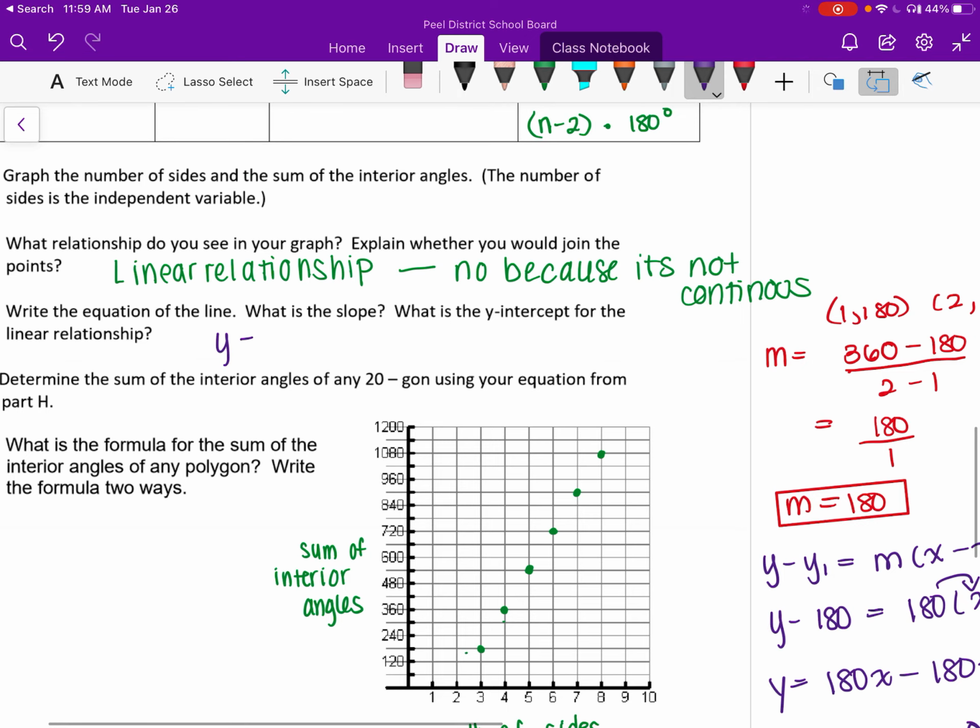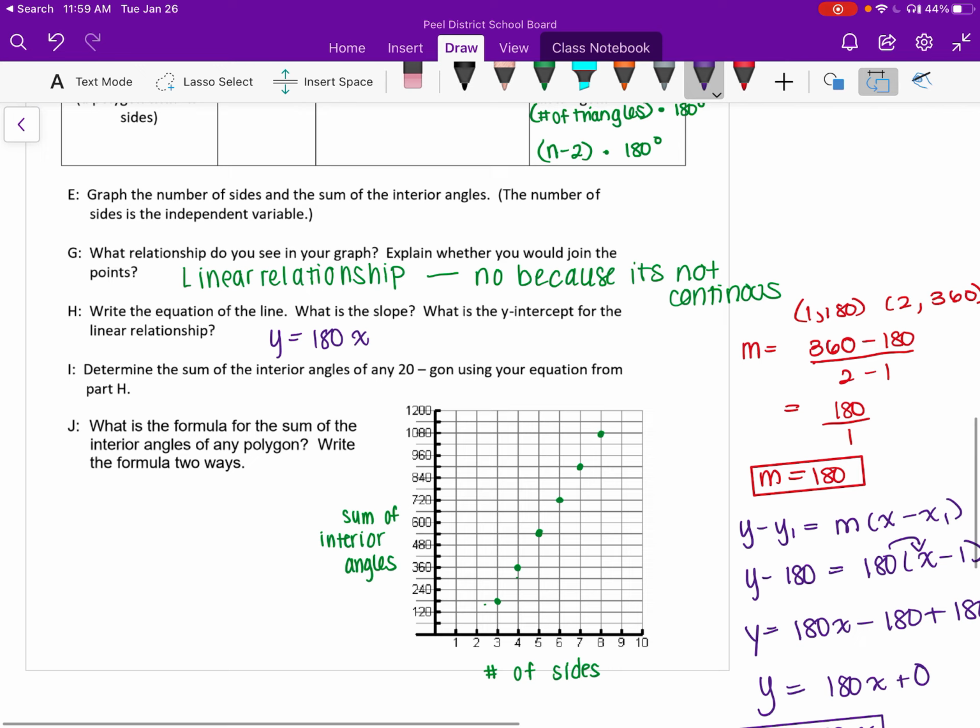So there is no y-intercept. It's going to be 0, because that makes sense. If we have 0 sides, we have 0 interior angle, so that makes sense. So it says determine the sum of interior angles of any 20-gon using your equation from part H.